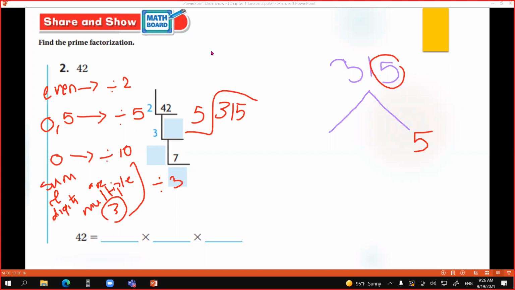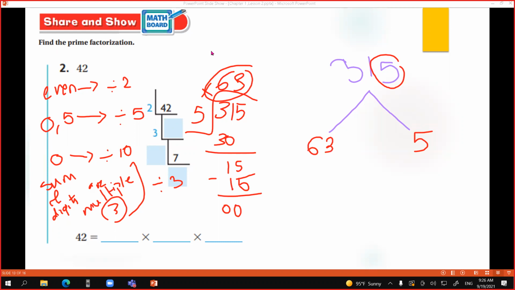Now, 31 over 5: what is the closest number that when you multiply by 5, you get 31 or near it? 6. 6 times 5 is 30. The remainder is 1. Then you bring down the 5. 15 over 5 is 3. 3 times 5 is 15, so the remainder is 0. So what is my second number? 63.